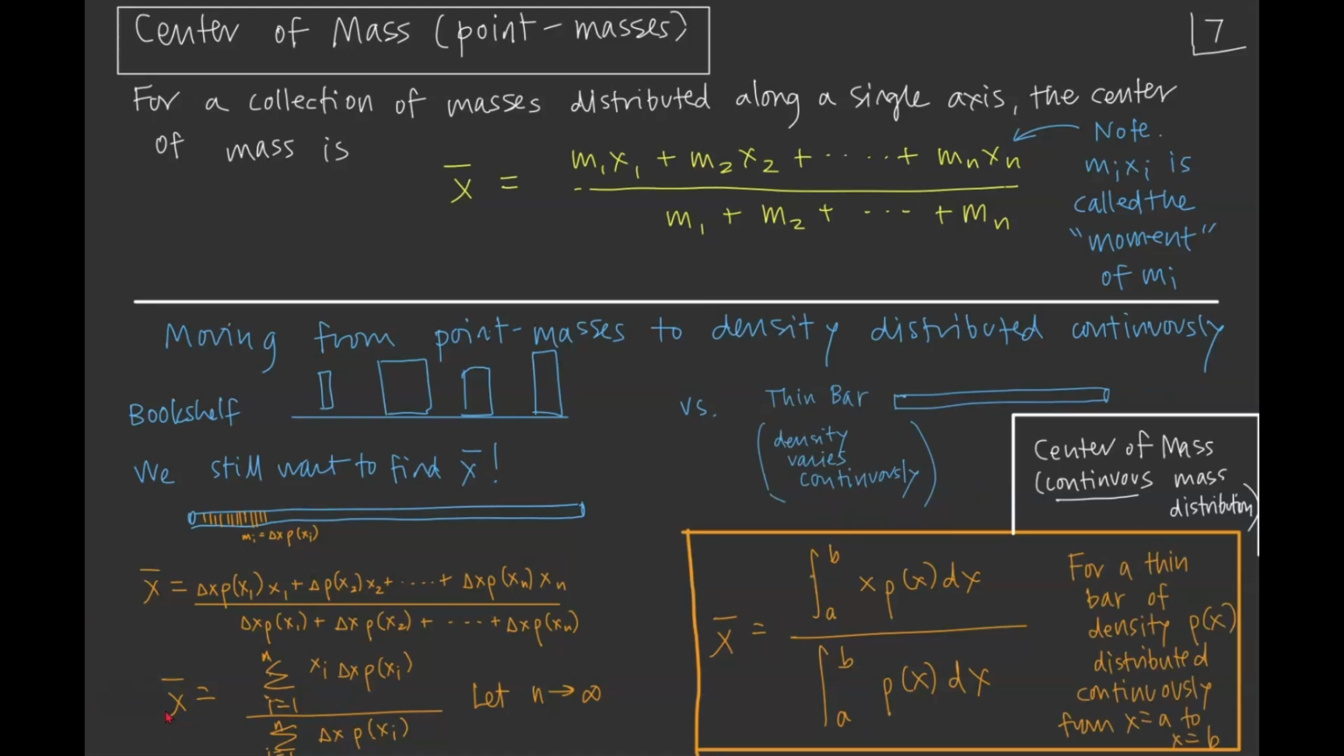Okay, so the center of mass for a continuous mass distribution, just meaning we don't have these finite elements, we've got a continuous mass distribution. This is the formula for center of mass that we're going to use. This is simulating a thin bar of density rho of x distributed continuously from a to b. So this is a pretty big deal right here. This is going to give us the center of mass for those bars.